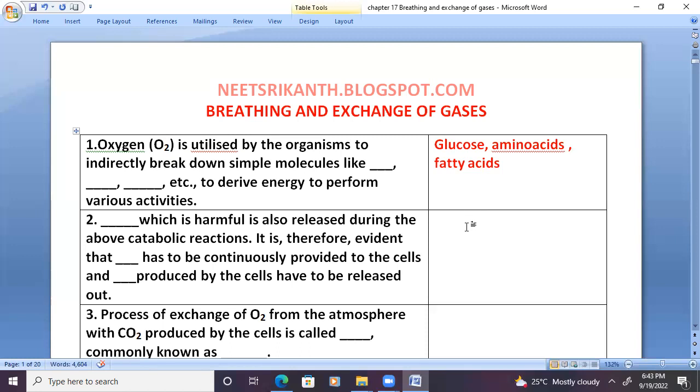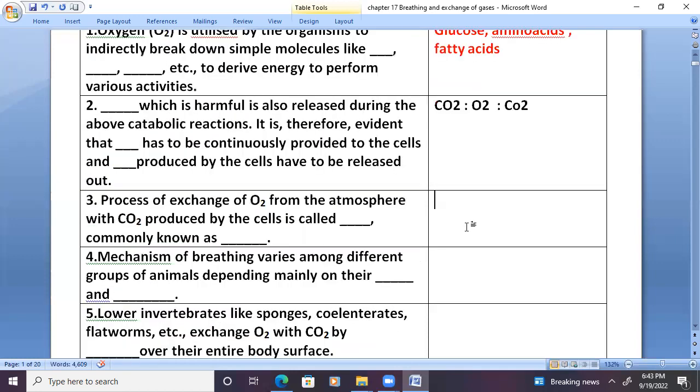Next, question number 2. Which harmful gas is also released during the above catabolic reaction? In the above catabolic reaction, when oxygen is utilized, what will be released? It is therefore evident that oxygen has to be continuously provided to the cells and carbon dioxide produced by the cells has to be released out. Okay, then question number 3.